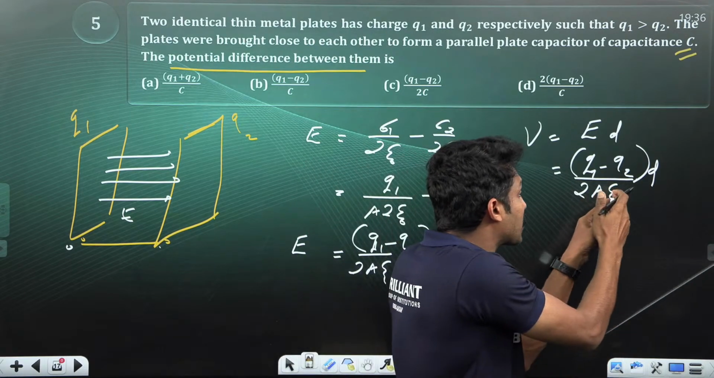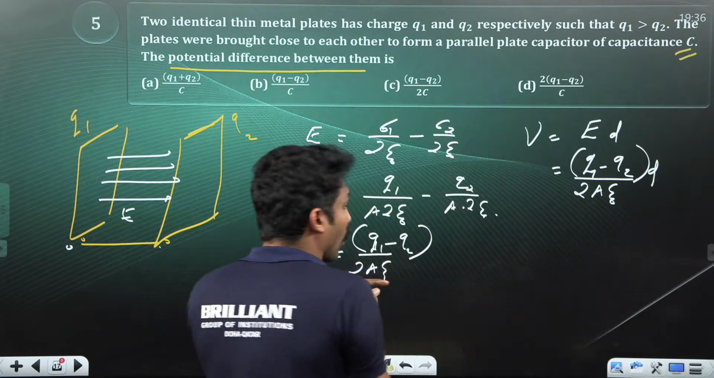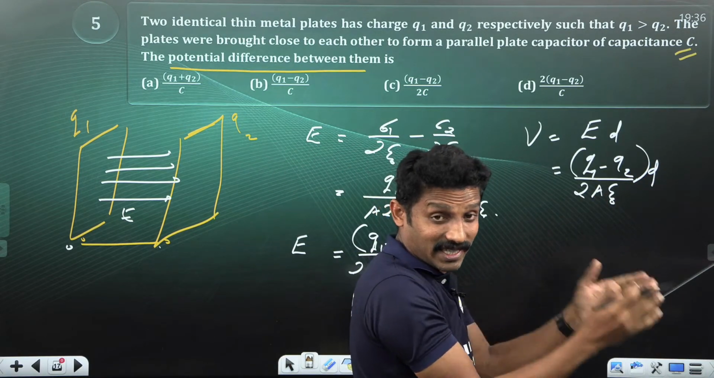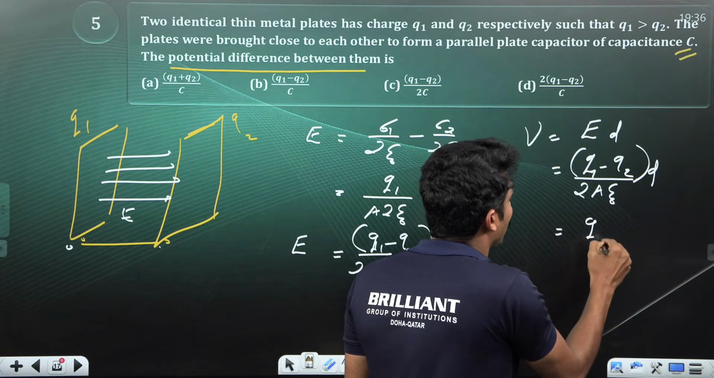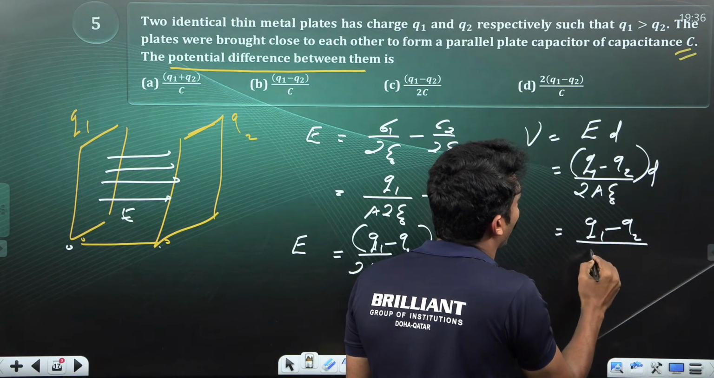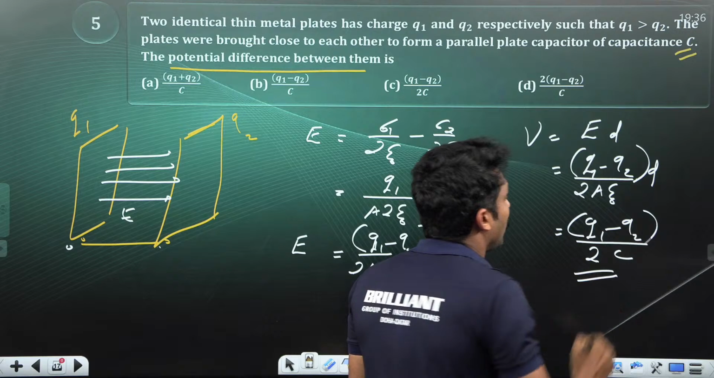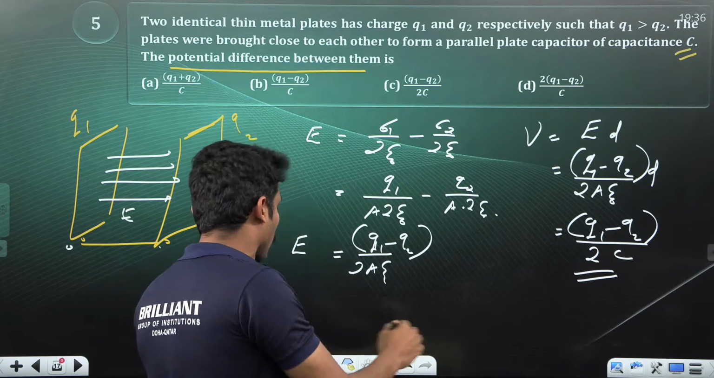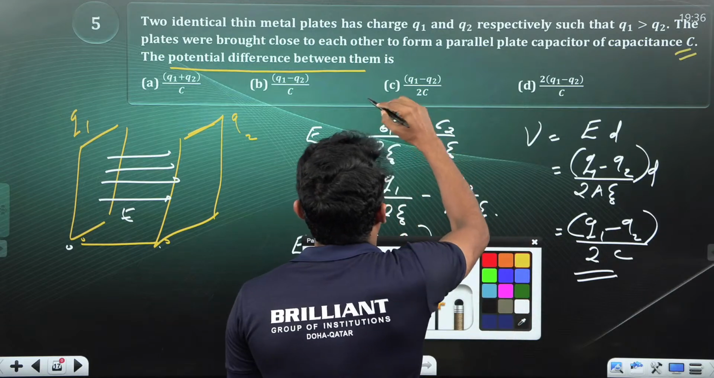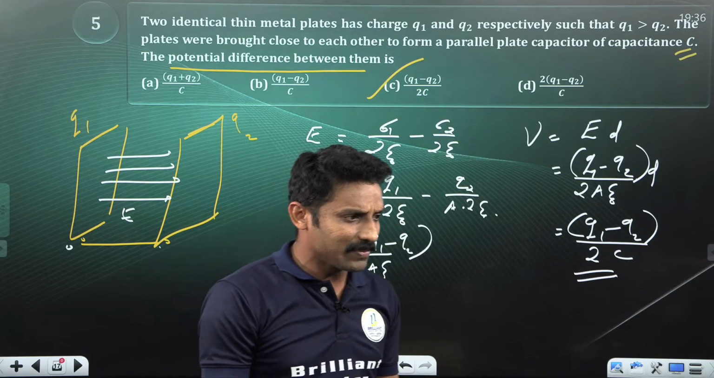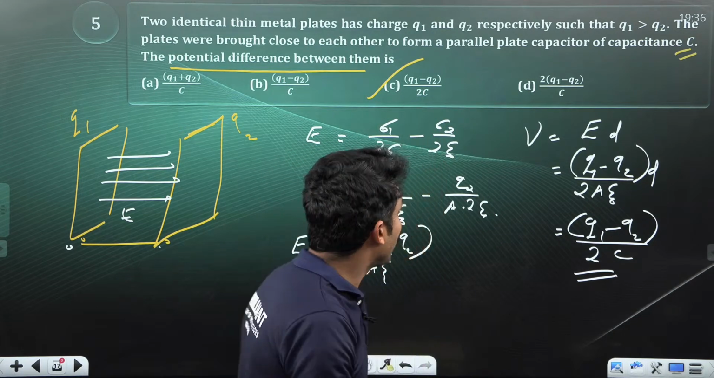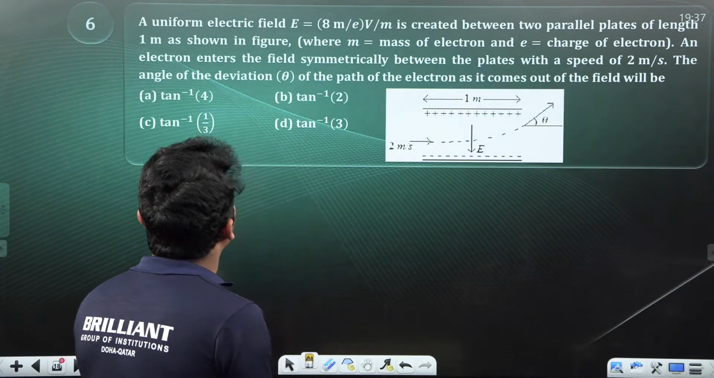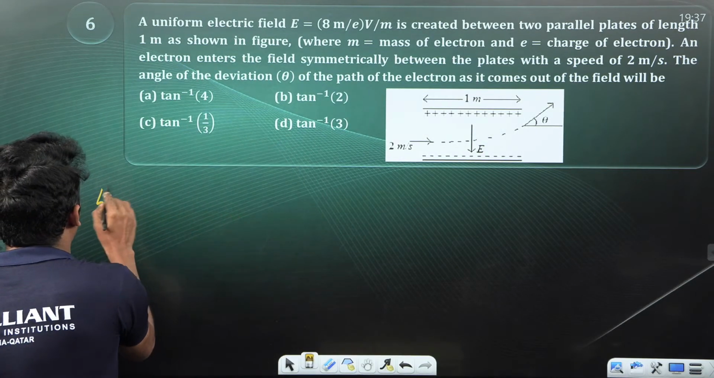Now what is this epsilon 0 A by D? Placing this D in the denominator, we get epsilon 0 A by D, that is C, that is the capacitance, isn't it? Q1 minus Q2 divided by 2C is the answer, option C. Understood? So this type of question is very easily done. Okay, clear.